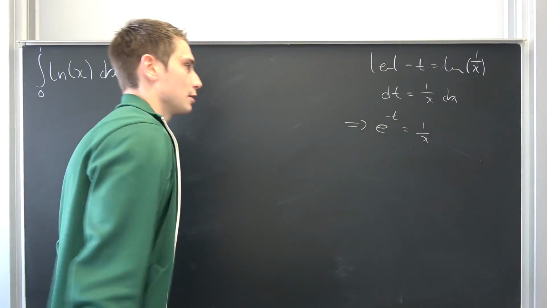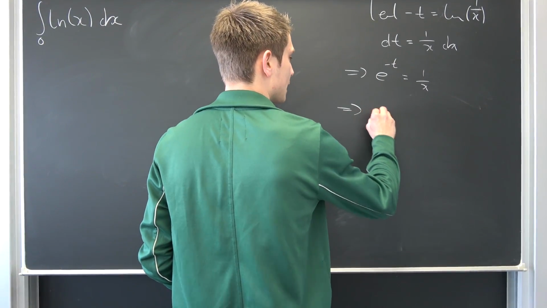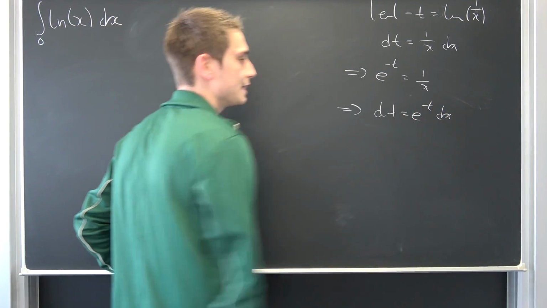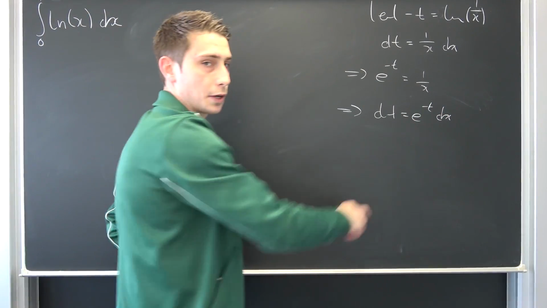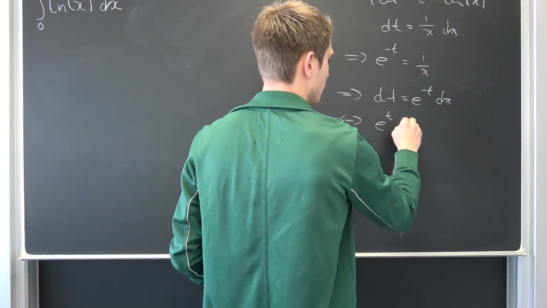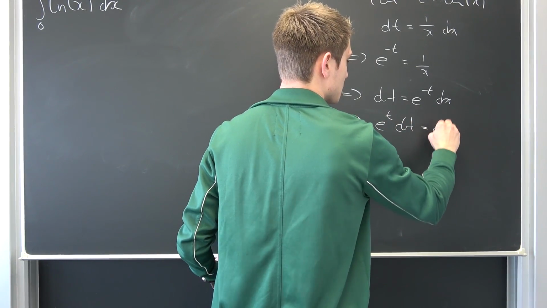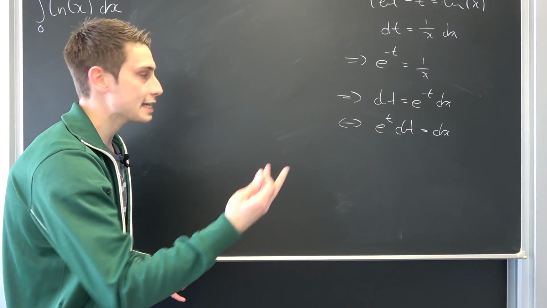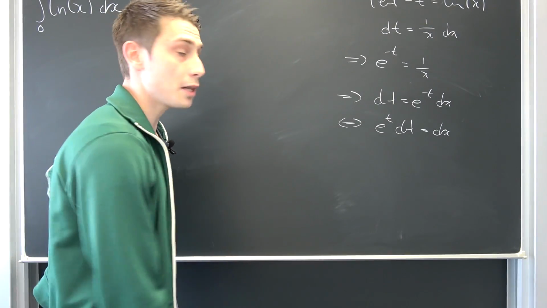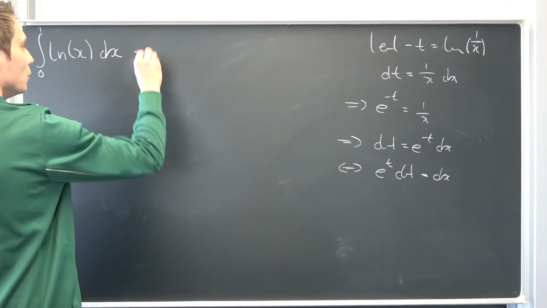We can plug this chunk into here and get that dt is nothing but e to the negative t dx. Multiplying both sides by e to the t, it's going to leave us with this chunk right here. And e to the t is not equal to 0, that's why we can multiply both sides by it. Well, basically we can plug everything into here now.